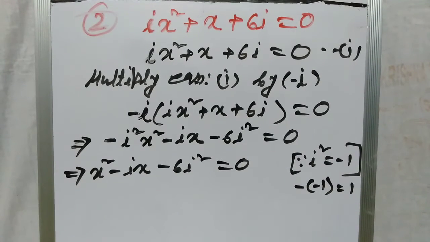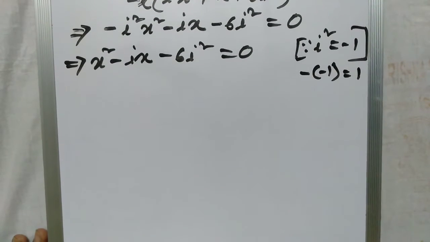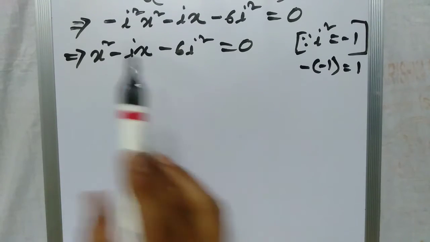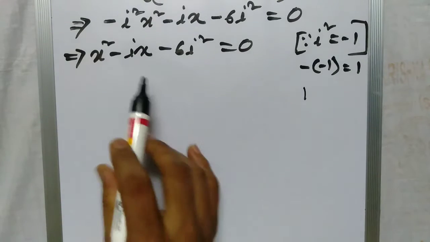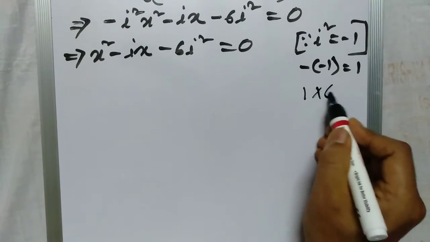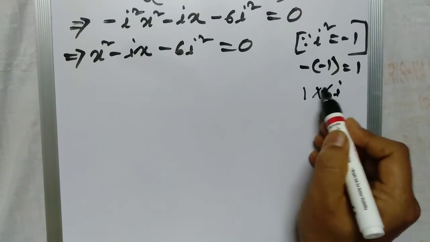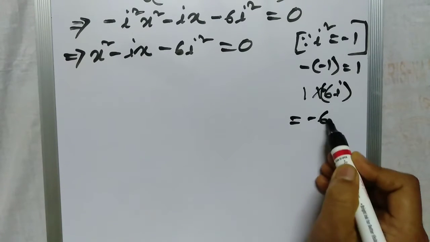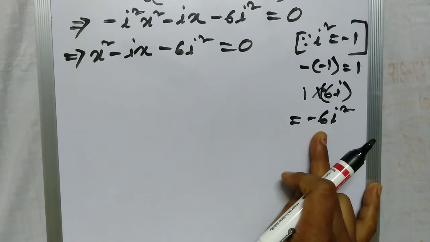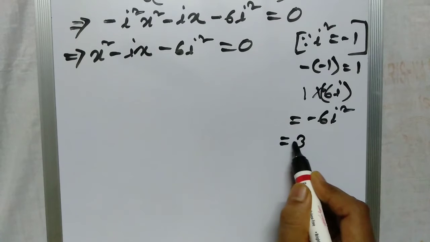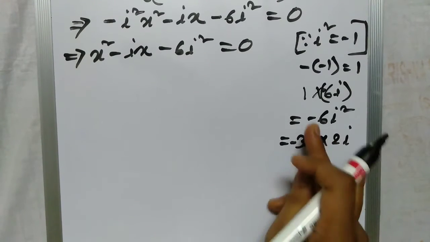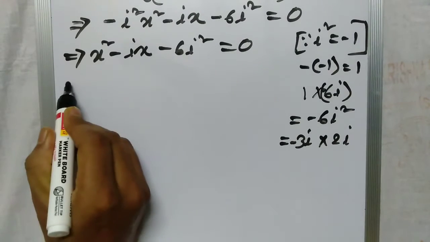Now factorize. We have to factorize it. Coefficient of x square here is 1 and constant is minus 6i square. So, multiplying coefficient of x square into constant, we get minus 6i square. If we factorize minus 6i square, we can write minus 3i into 2i, because 3 into 2 is 6 and minus into plus is minus, i into i is i square.